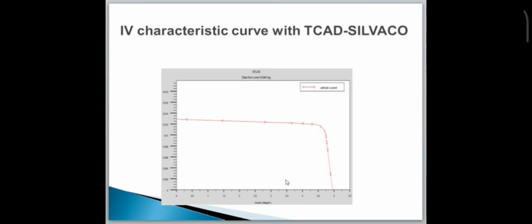This is the log file you will get when you run the program for indium gallium nitride. The open circuit voltage is approximately 5 volts and the short circuit current is about 0.013 ampere per centimeter cubed. This is a cathode current.